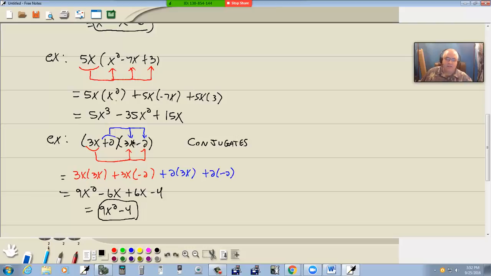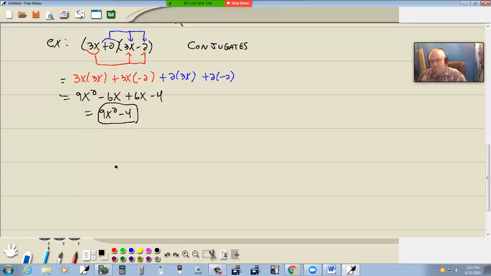When you got conjugates, all you have to do is multiply your first parts together. 3x times 3x is 9x squared. And your last parts, 2 times negative 2 gives you negative 4. We got one more special multiplication case.